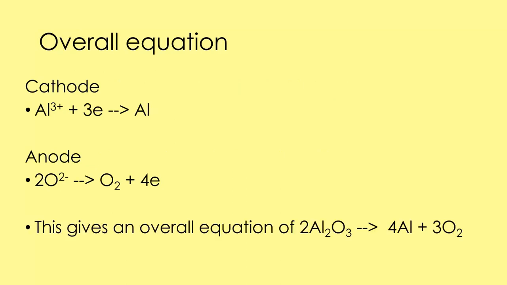And we can combine this to give an overall equation. The overall equation is 2Al2O3 to give 4Al plus 3O2.